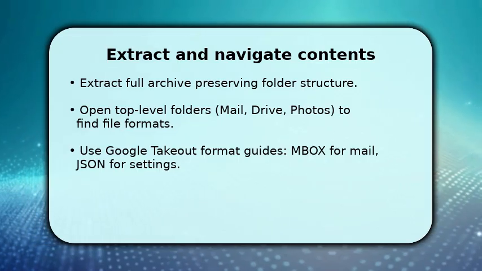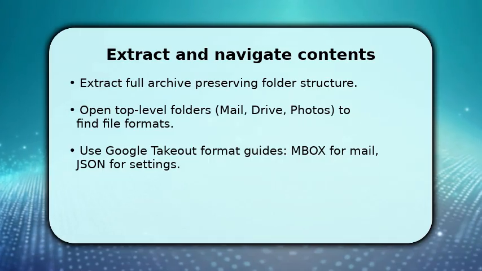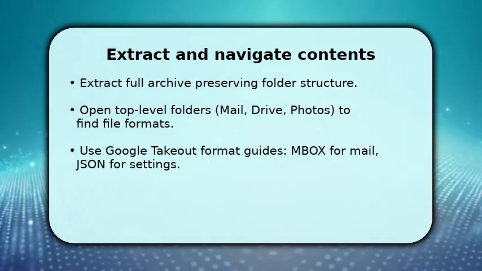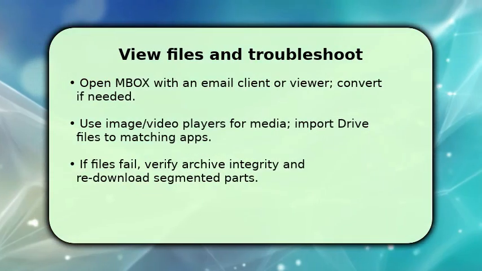Use the JSON files to map account metadata. Make sure to note large files and nested zips. If you find additional archives, extract them in place so nothing gets lost. You can now view content directly.